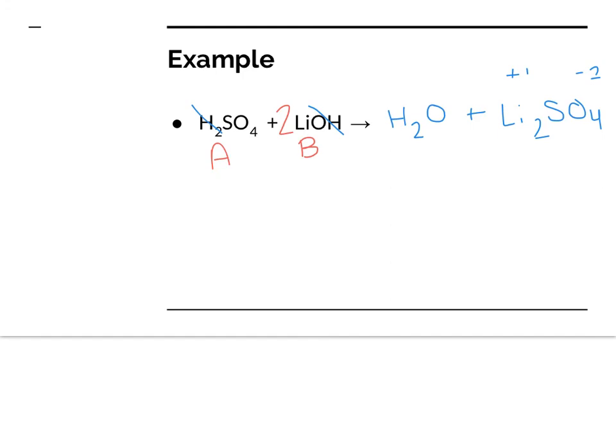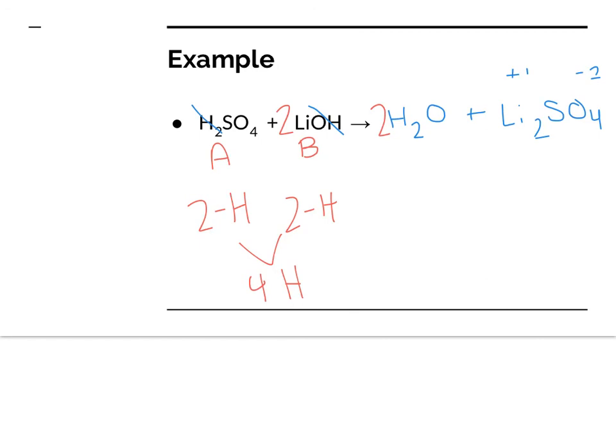By adding the 2 in front of the lithium hydroxide, it gives me 2 hydrogens in this compound, plus the 2 hydrogens over here, so there's a total of 4 hydrogens. So I can account for that by putting a 2 in front of the water. That also gives me 2 oxygens, and on the left-hand side I have 2 oxygens. So here is my completed balanced equation.